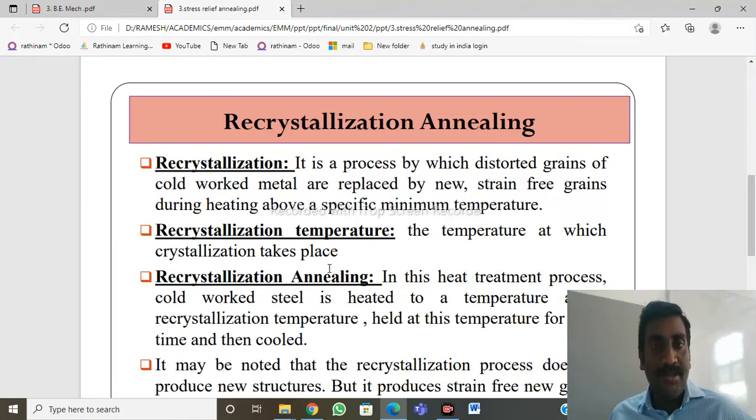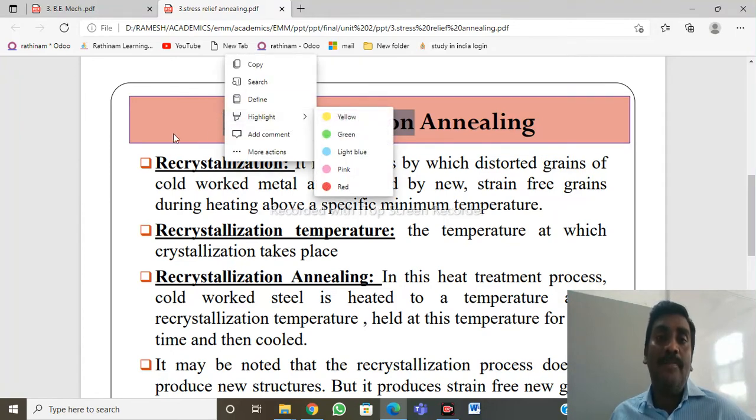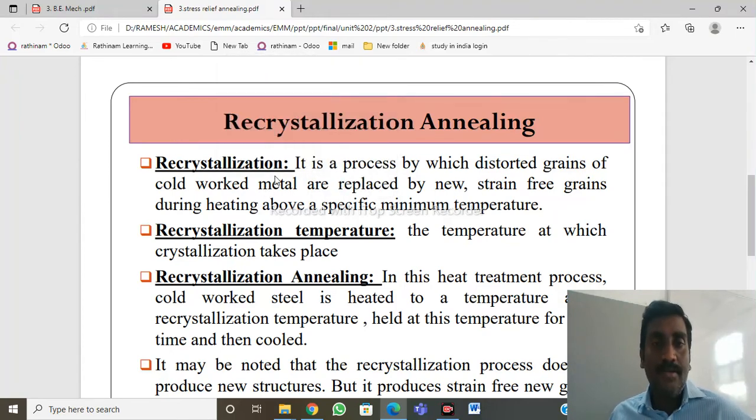The next process is recrystallization annealing. What is meant by recrystallization annealing? The name itself has the meaning: the crystal structure can be redesigned. Recrystallization is a process by which the distorted grains of cold worked material are replaced by new strain-free grains during heating above a specific minimum temperature. The recrystallization temperature is the temperature at which crystallization takes place. It varies depending upon the material.